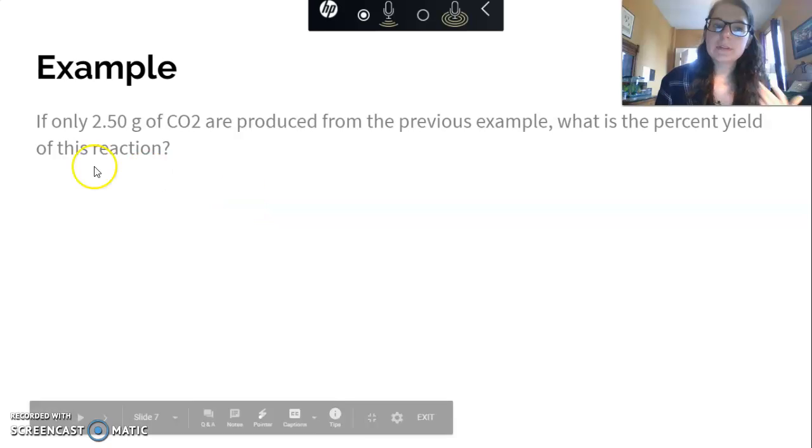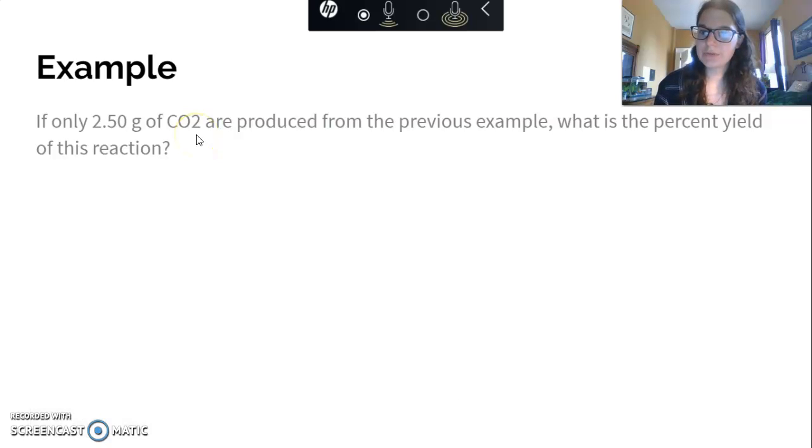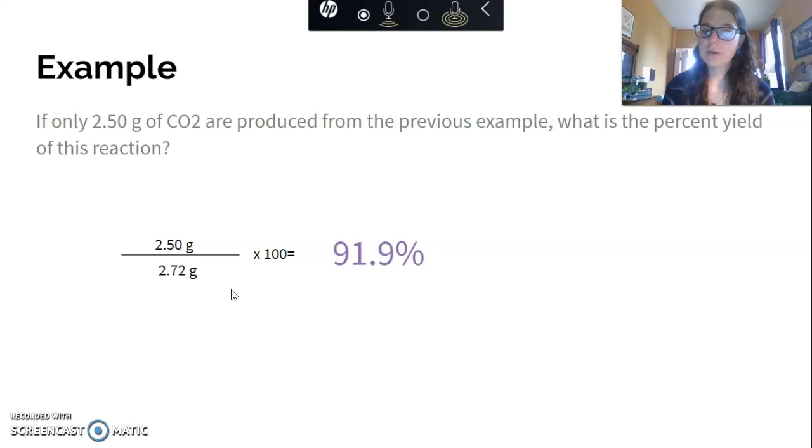Continuing that example, let's say we do the experiment and we only measure 2.5 grams of CO2 that are produced. What's the percent yield of this reaction? Now we're going to take actual divided by theoretical times 100. Our actual is 2.5, what we actually measure. Our theoretical is what we got by stoichiometry, so that's 2.72. Multiply by 100, and we have a 91.9% yield.